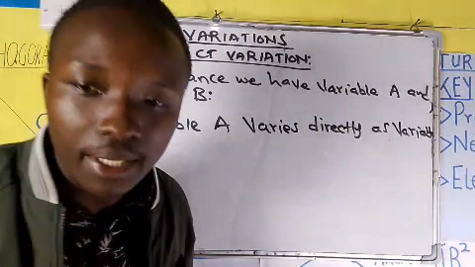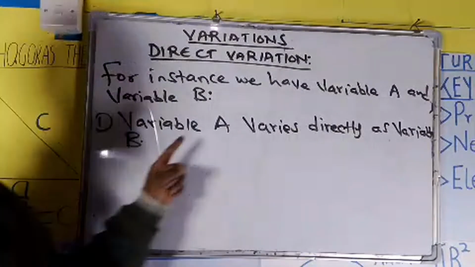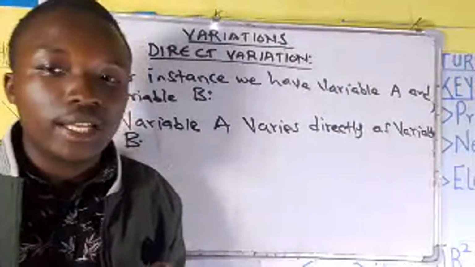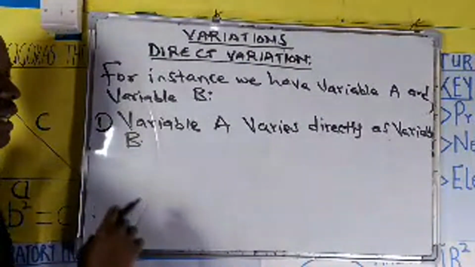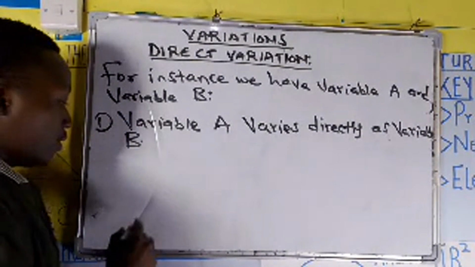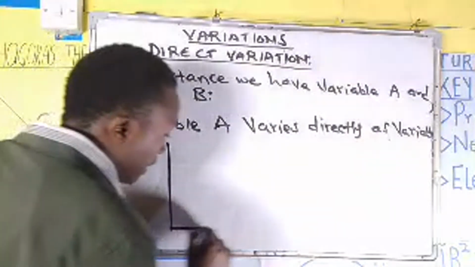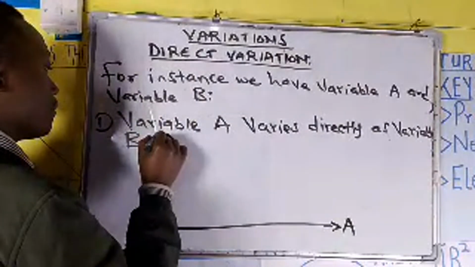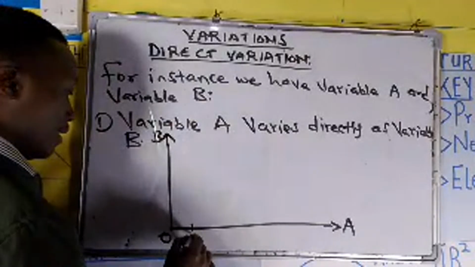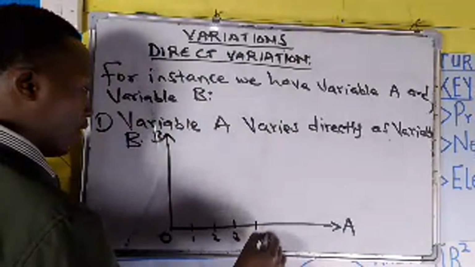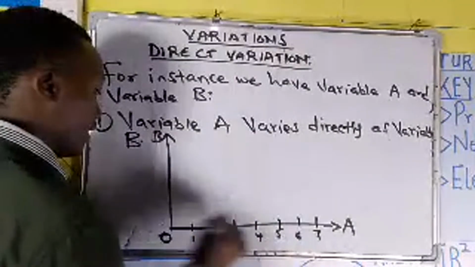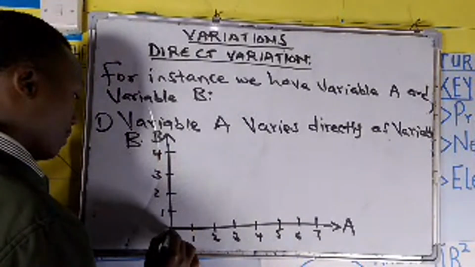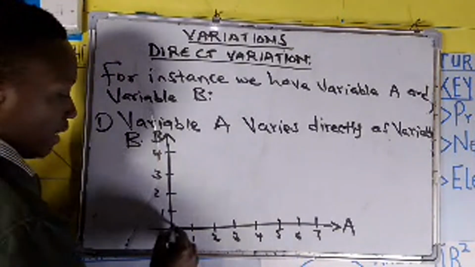What does that statement mean? That statement means if variable A is increasing, variable B is also increasing. So it simply means if we are to represent that on a Cartesian plane, having this as variable A and this one as variable B, this one being 0, and this is 1, 2, 3, 4, 5, 6, 7, and this one is a Cartesian plane, imeenda hivyo, and we have a line.